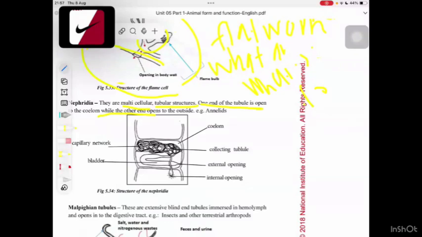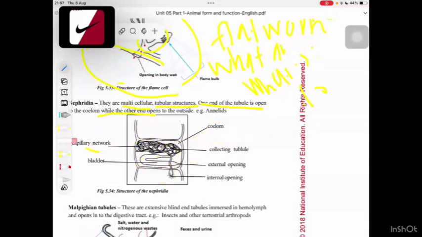Okay, so you can see they also have a collecting duct. Here there is an external opening, as you see. Here there is an internal opening to collect the waste products, and it goes through this collecting duct and finally into the external opening. In annelids, the body cavity is called the coelom. They do not have interstitial fluid or anything like that. Their body cavity is the coelom. They have a bladder, and this is their capillary network.